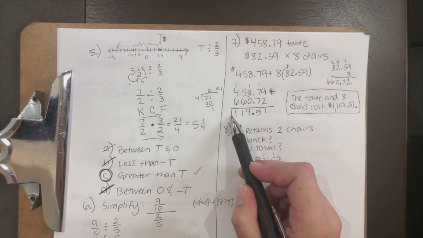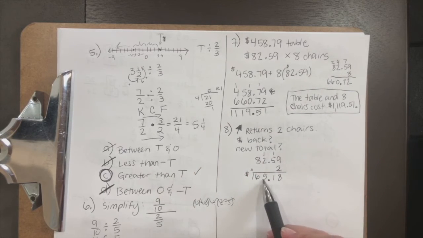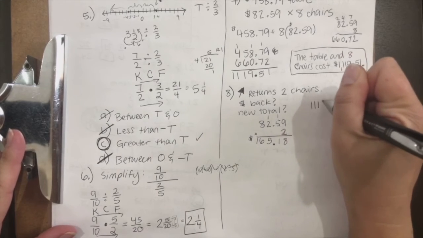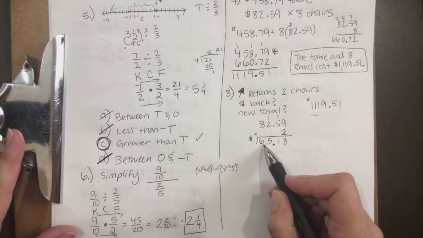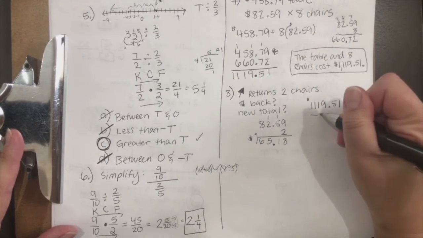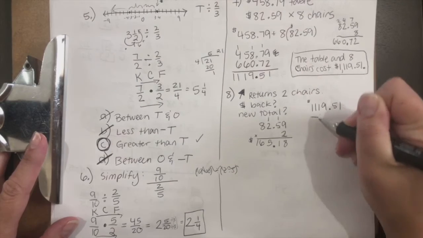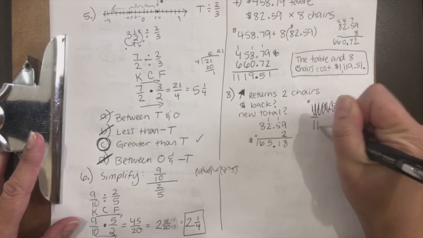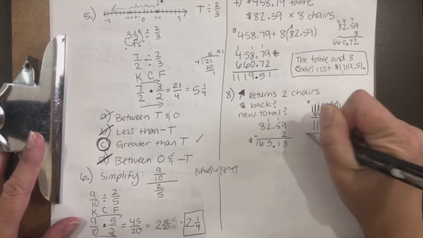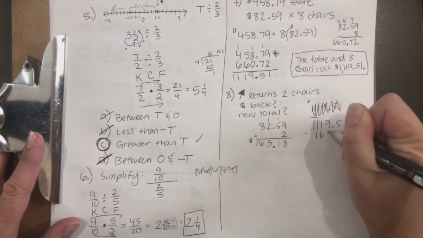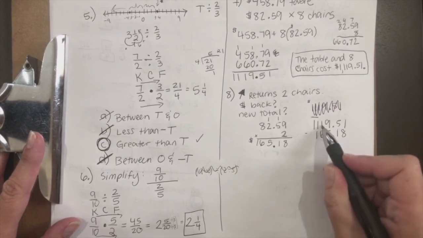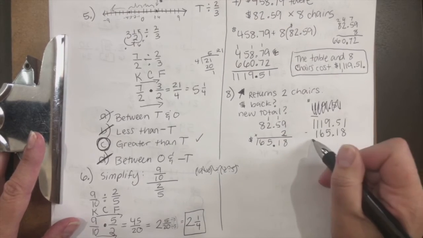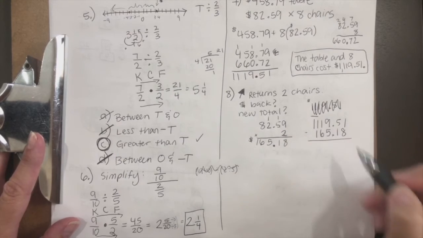What is the new total? Well, let's take $1,119.51 minus 165.18, which is what he's getting back. Oh, I didn't line that up right. Okay, I had to rewrite that because it's really important that you line up the places while you're subtracting. And I moved that subtraction sign too far over.